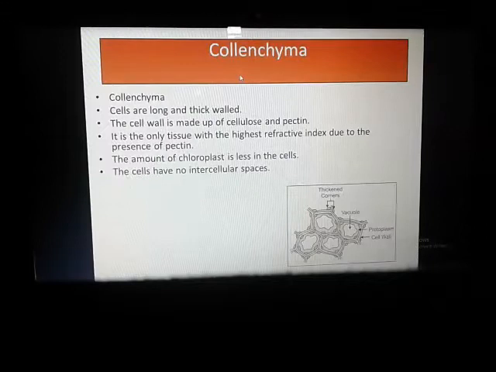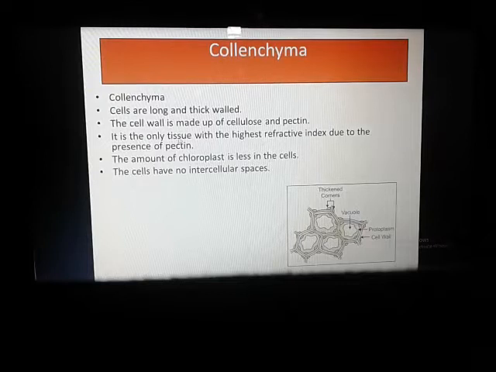Now coming to the point, what is collenchyma? Collenchyma cells are long and thick walled. So these are the collenchyma cells. They also have a cell wall, protoplasm and vacuoles. The cells are long and thick walled. The cell wall is made up of cellulose and pectin. This part you will see in higher classes.